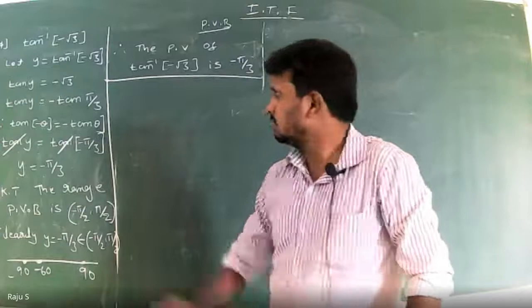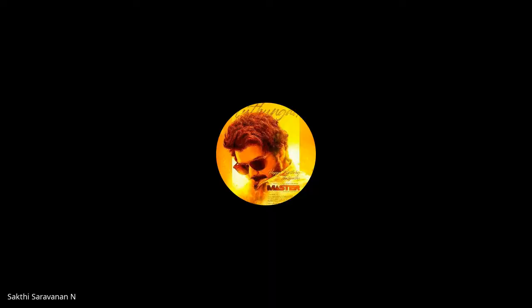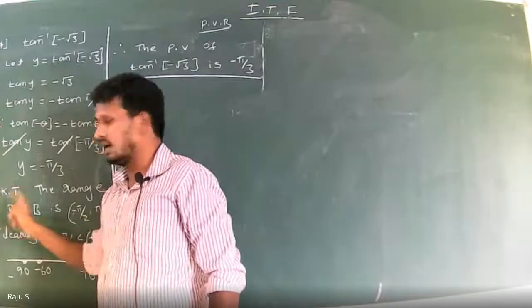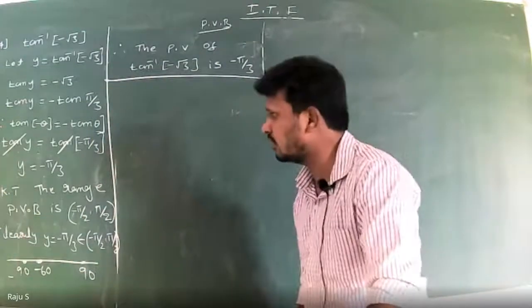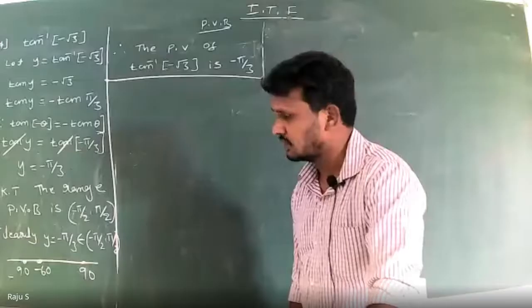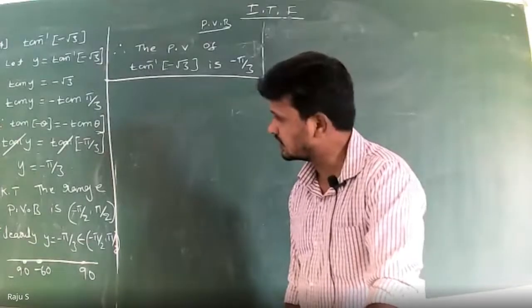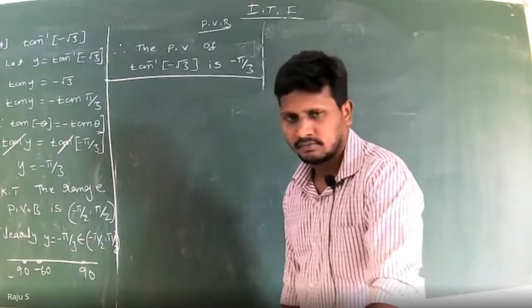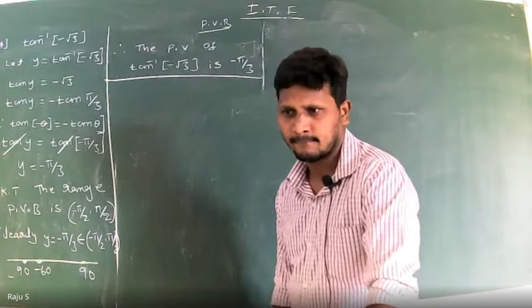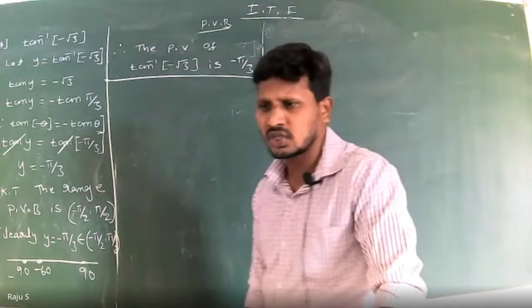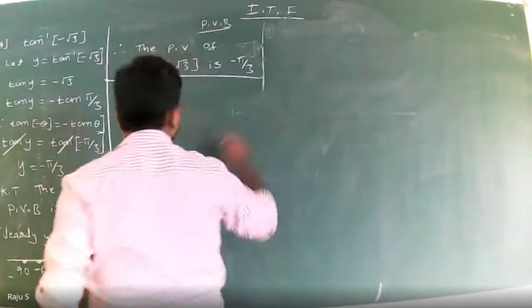Okay, clear? What is WKT? We know that, it is a shortcut way I wrote, we know that the range of principal value branch is, so all of you try question number 5 and tell me the answer.